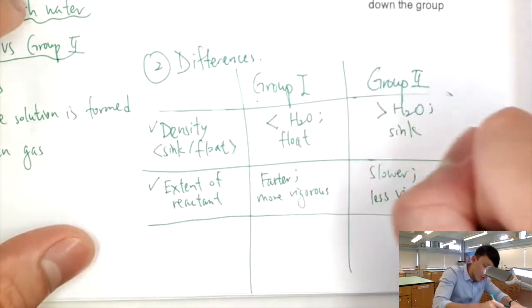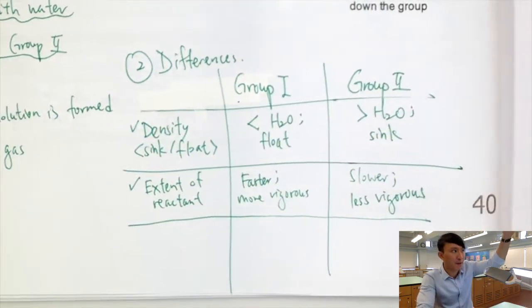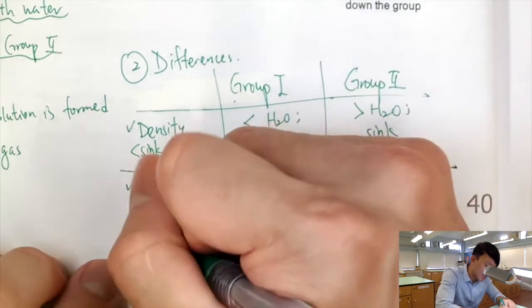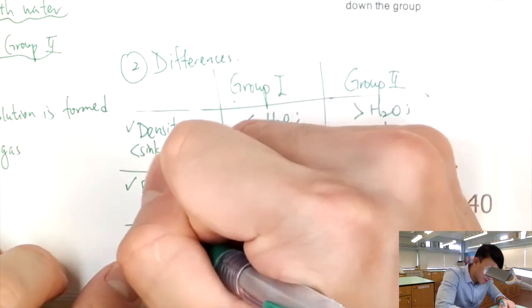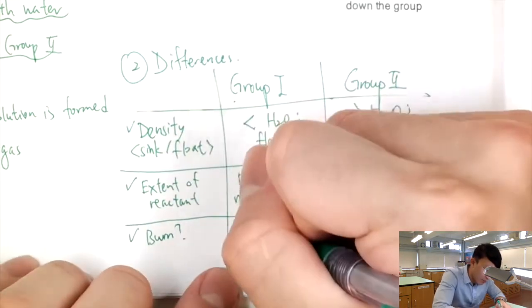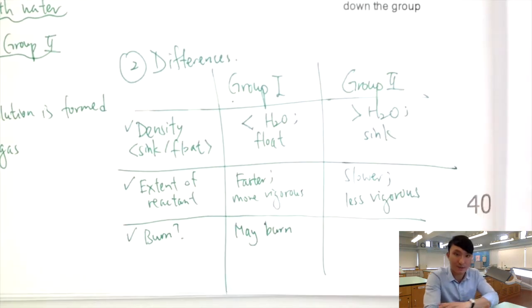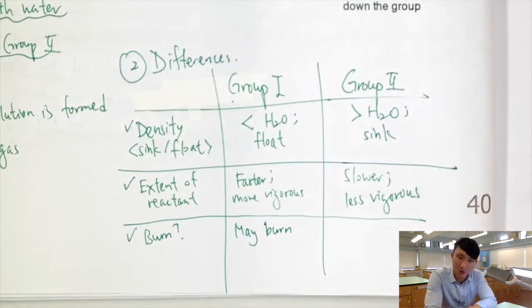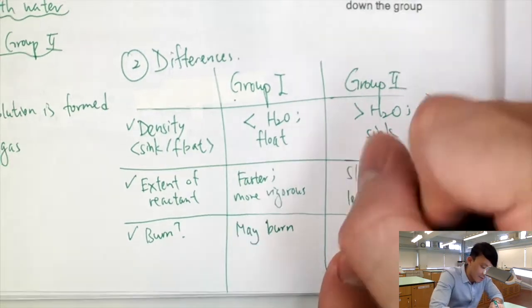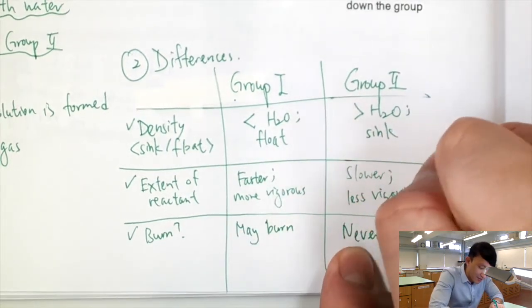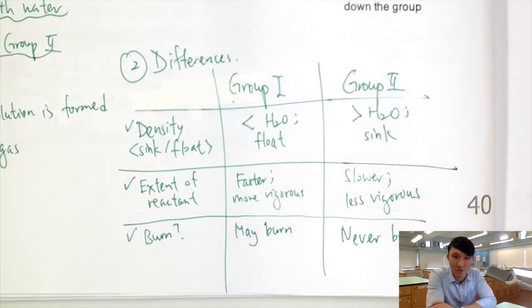And we can also compare whether they catch fire or not. Okay? So does it burn? Group 1 may burn. Some will always burn, like potassium, but sodium sometimes burns. Lithium never burns. So I will put down here, may burn, but here for Group 2, never burn, right? You don't expect to see a metal burn underwater. Otherwise, that would be too exciting to watch, okay?